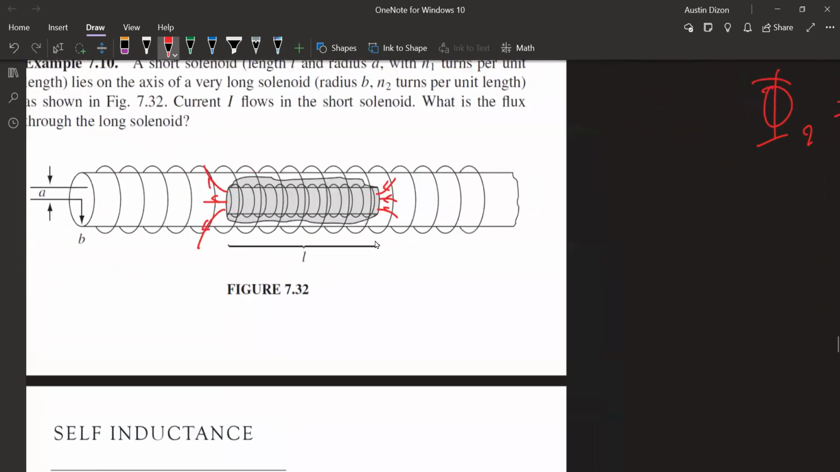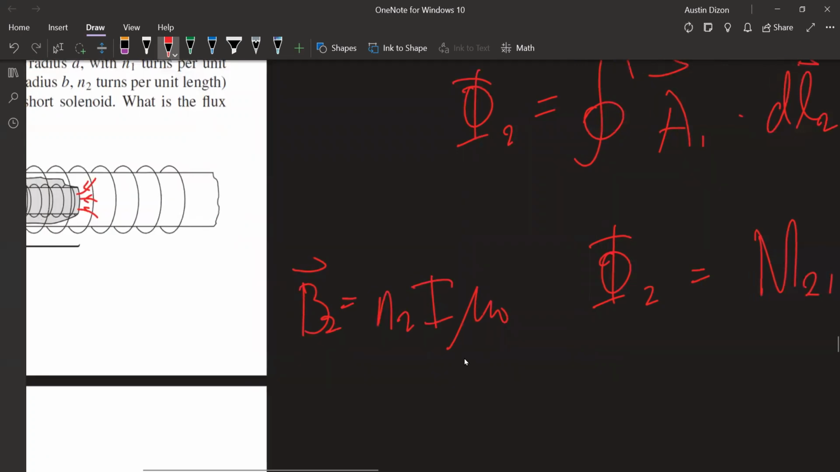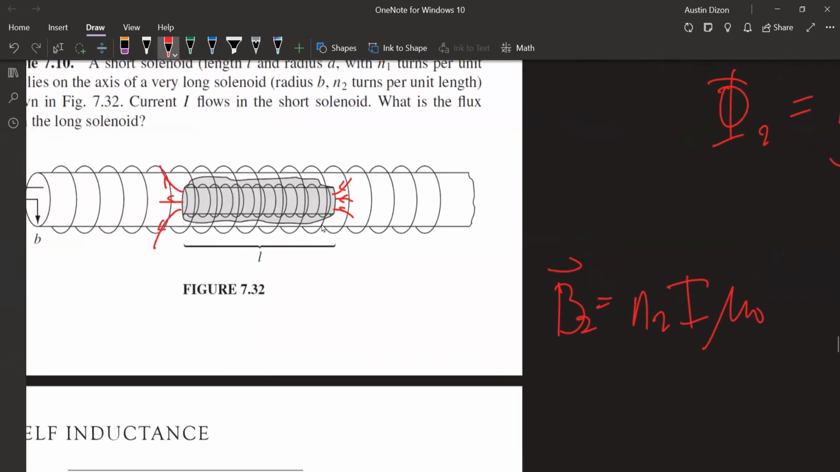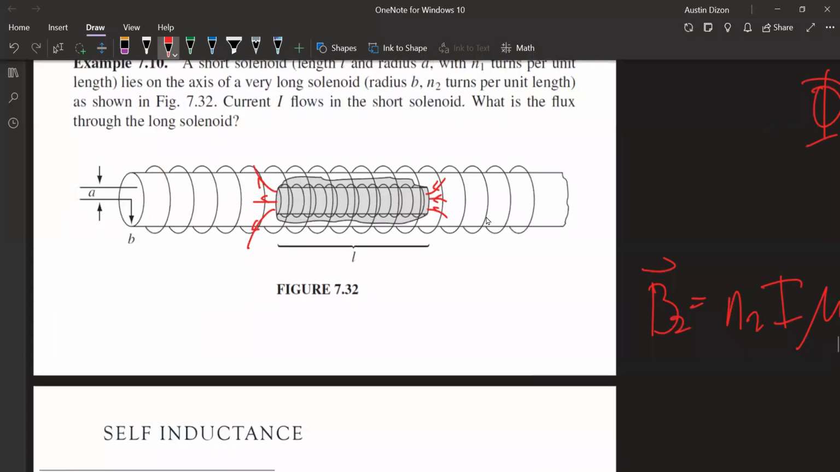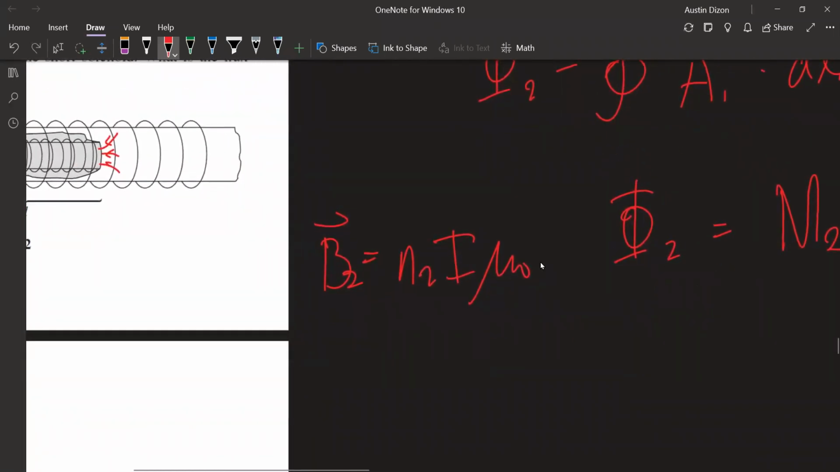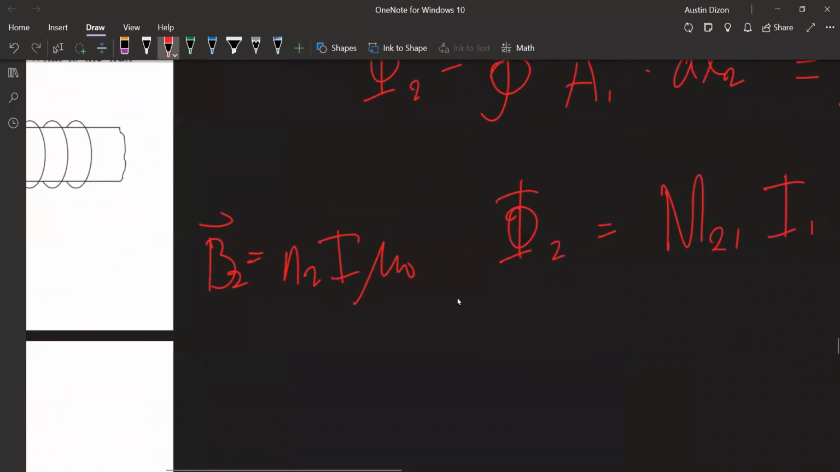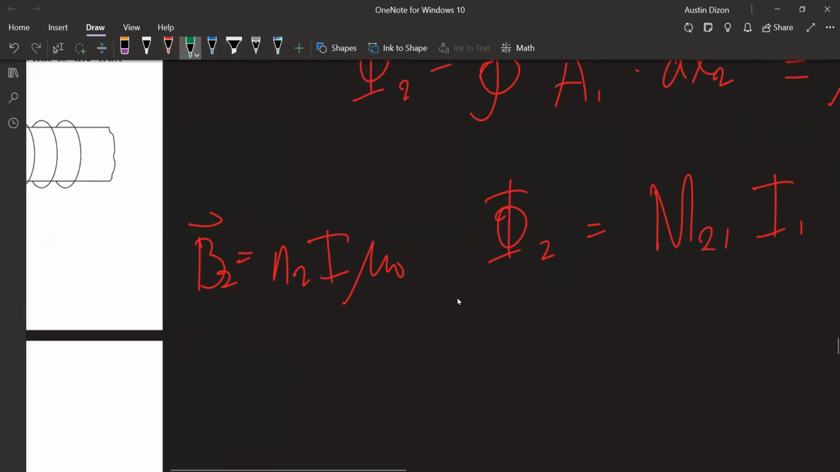The outer solenoid, what is its B? B2 is just μ0 N2 I, in the z hat direction. Okay, so inside the bigger solenoid, the field is uniform. Nice. That's what we like, right?